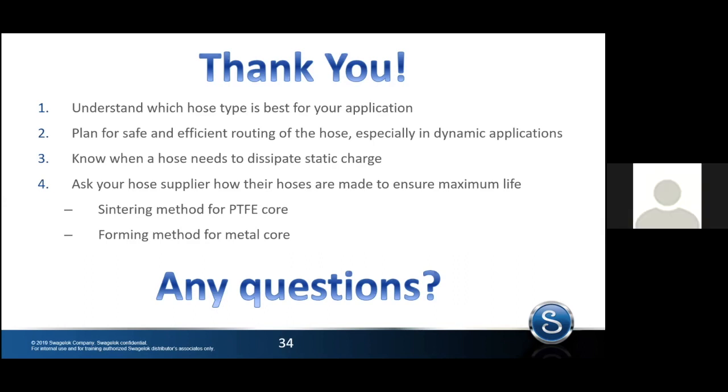Do you know which Swagelok PTFE core hose was used in the dynamic steam application? Yes, it was our T series.